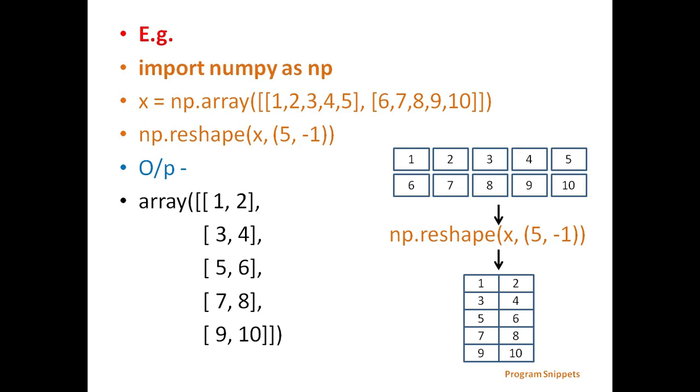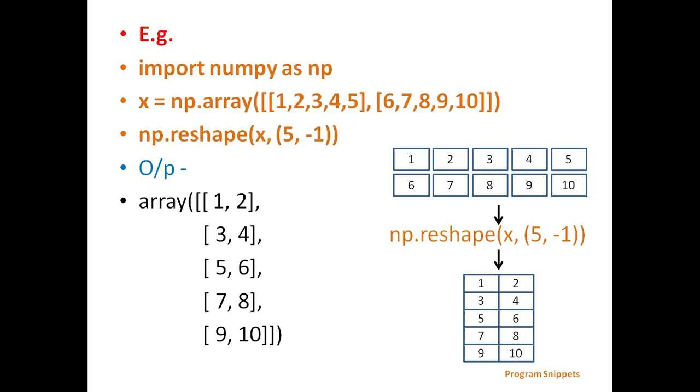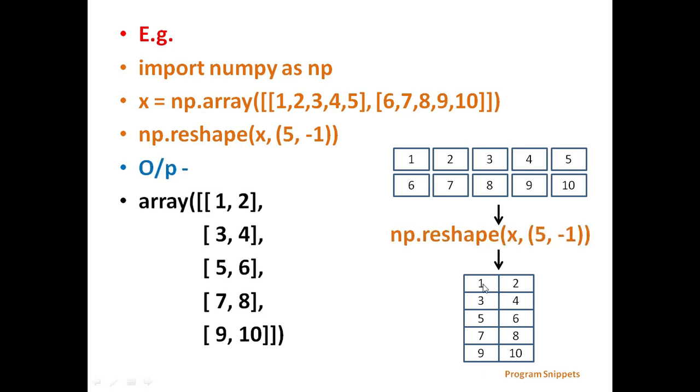Another example is, here we have declared the array with 2 rows and 5 columns, and when we reshape it with 5, -1, it will generate the array with 2 columns and 5 rows.